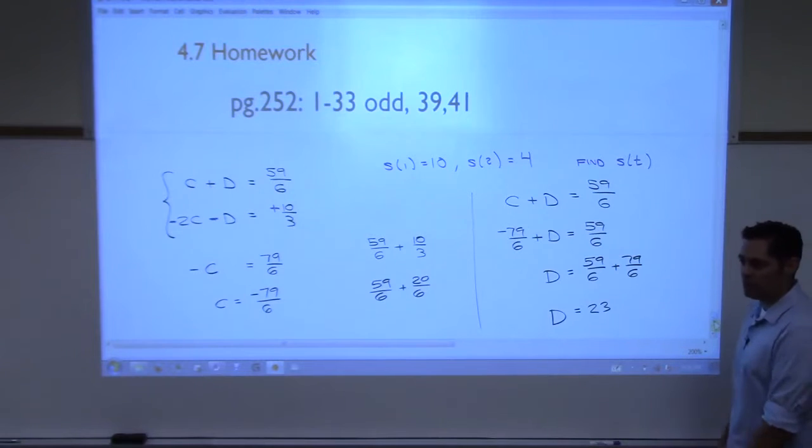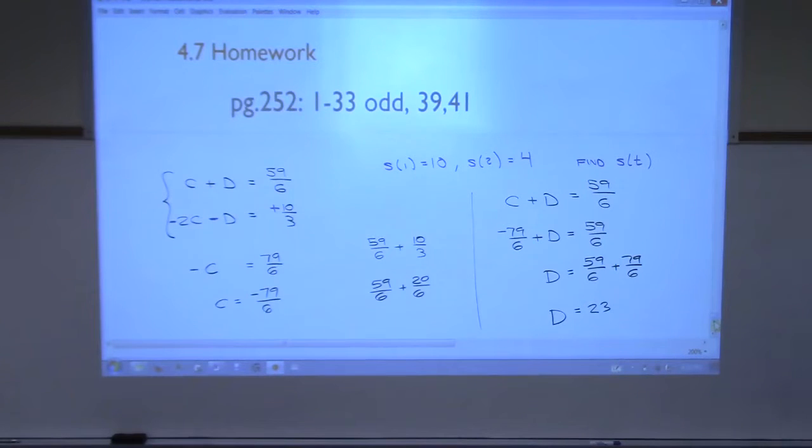a system of equations. Would we go back and plug in for S1 and S2, like each problem done separately? No, we found them both. So all you have to go back to is this one right here.